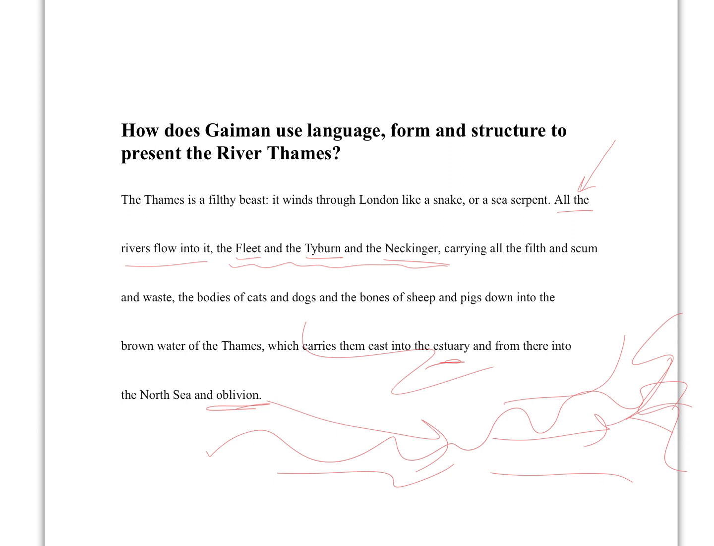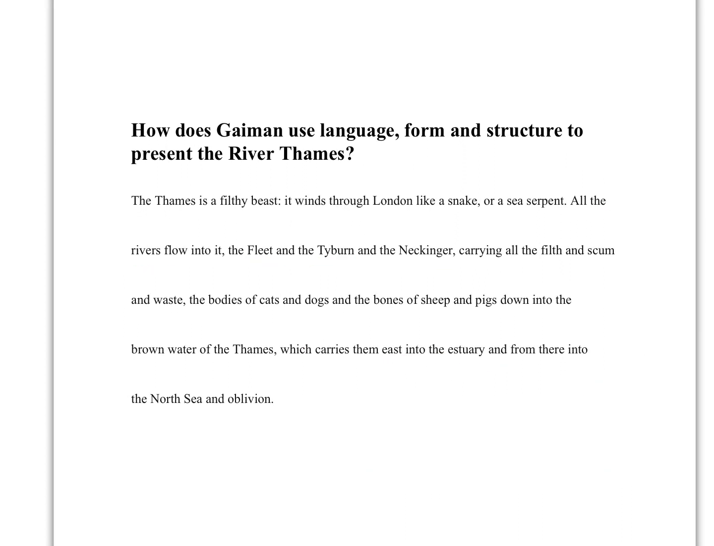So if we then move on to think, okay, well, we've got this question. How does Gaiman use language, form and structure to present the River Thames? And yes, we can go through and we can pull out some techniques and methods, but we're never going to do that just by itself. We're always going to look at the effect.